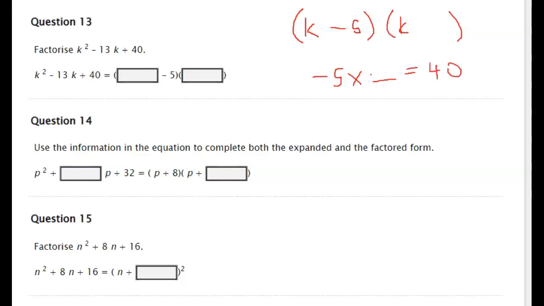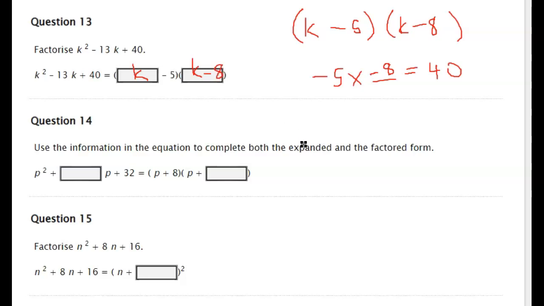So two negatives have to give you a positive. So I know it's going to be a negative number. So what do I multiply 5 by to get to 40? 8. So you're going to have k minus 8. And if you wanted to double check, remember when you add the two numbers together, you should get negative 13. So negative 5 minus 8 gives you negative 13. So I know I'm correct. So in this spot, you should have k. And in this spot, we should have k minus 8.